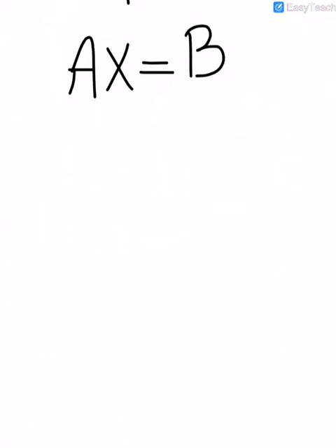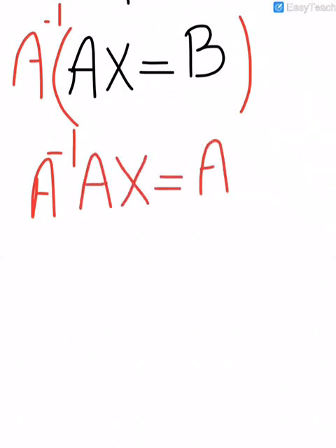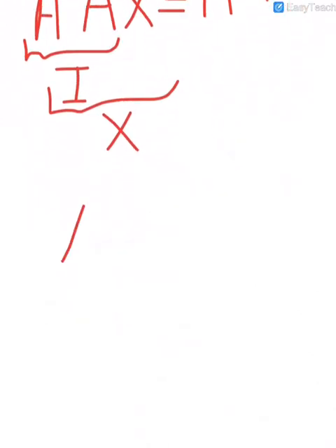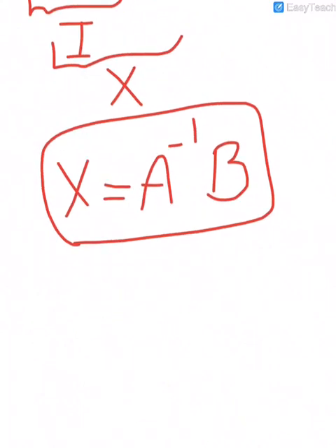It's simple. Multiply both sides by A minus 1. And then we are going to get A minus 1 A times X is equal to A minus 1 B. Right? And then we know A minus 1 A is I, and I times X is X. So we found the X, we are very happy. X is A minus 1 B. Very happy, right?